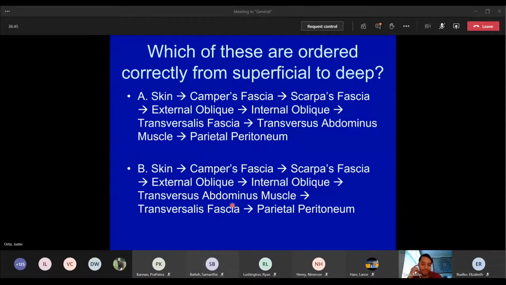Oh yeah, so I did it as a question. Which of these are ordered correctly from superficial to deep, right? I'll give you a little time to look at it, but is it going to be A or B in regards to the order, going from superficial to deep? Don't worry, we'll clear this up. We went through it really quickly, but this is just to get your mind flowing in regards to that.